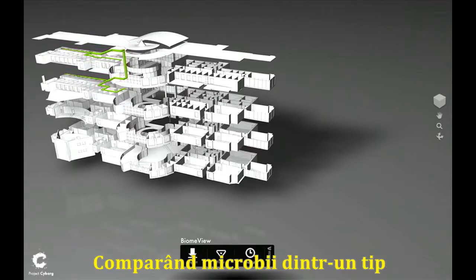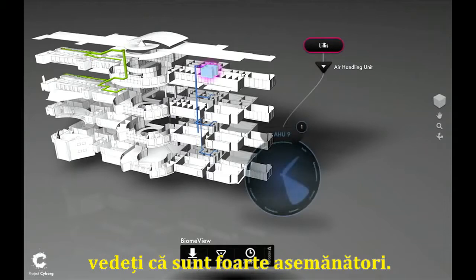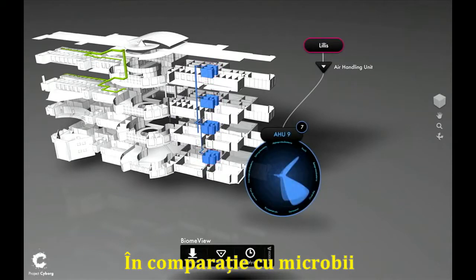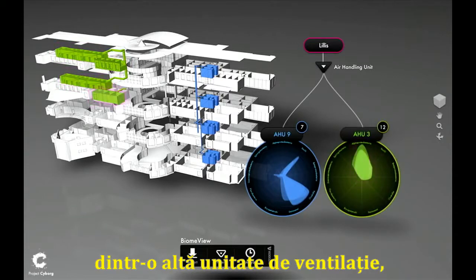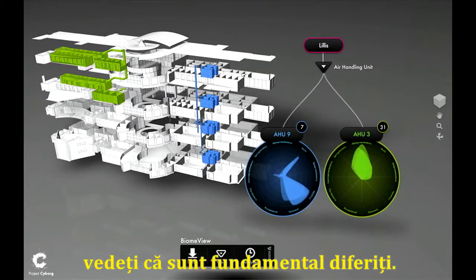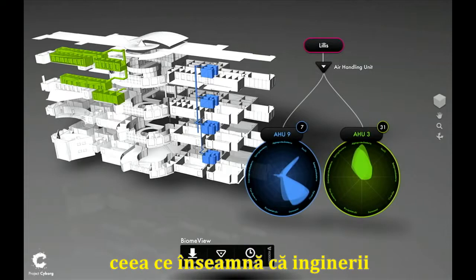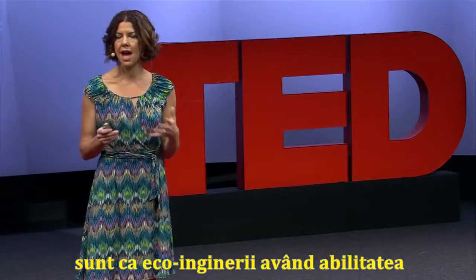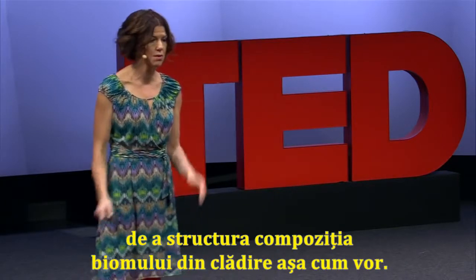If you look at the microbes in one of the air handling units in this building, you'll see that they're all very similar to one another. And if you compare this to the microbes in a different air handling unit, you'll see that they're fundamentally different. The rooms in this building are like islands in an archipelago. And what that means is that mechanical engineers are like eco-engineers, and they have the ability to structure biomes in this building the way that they want to.